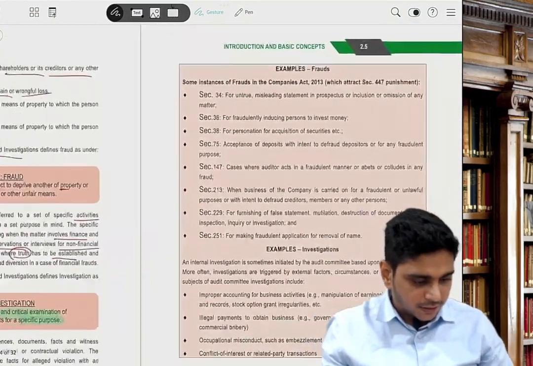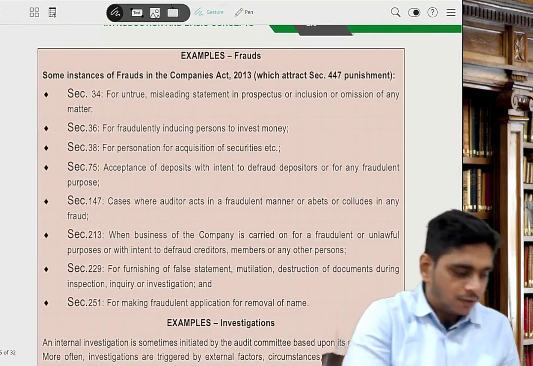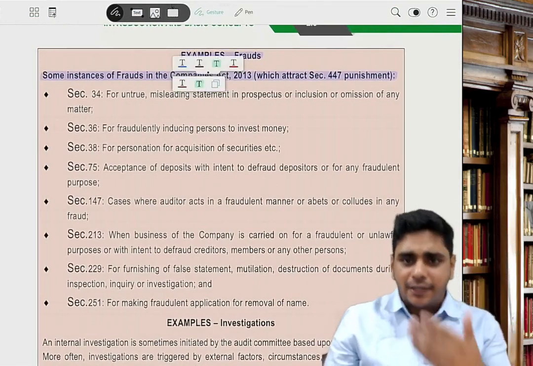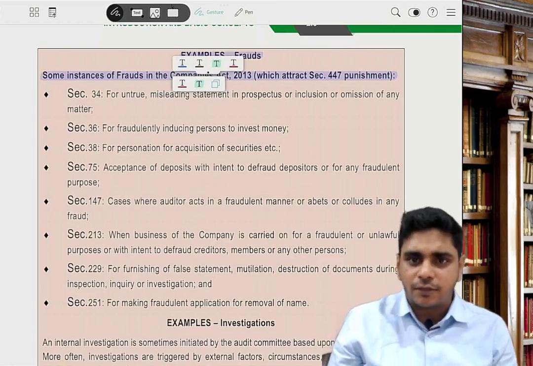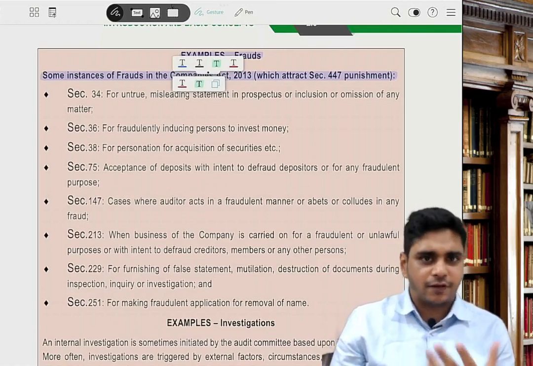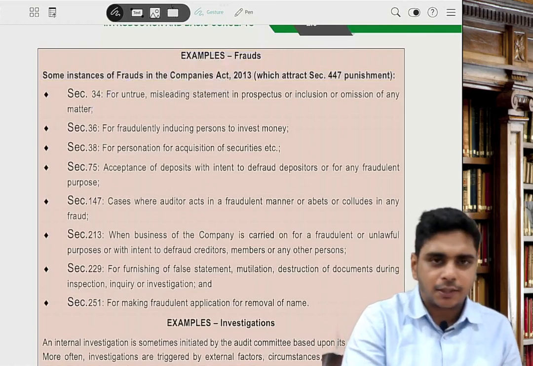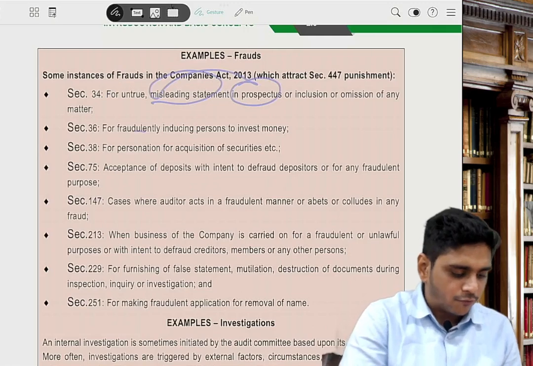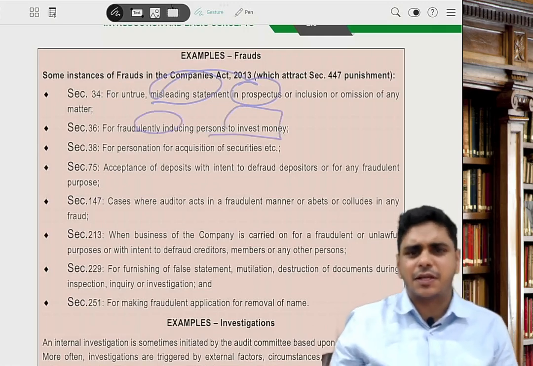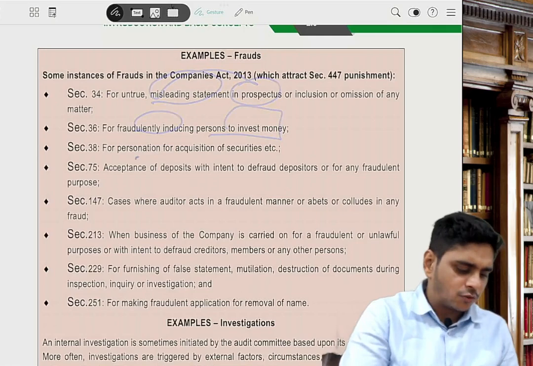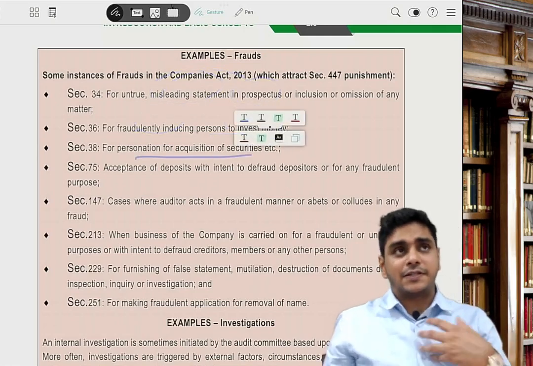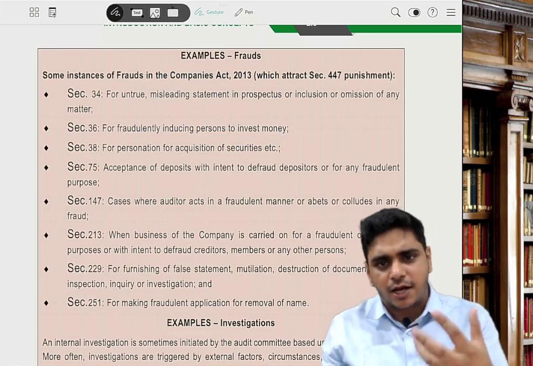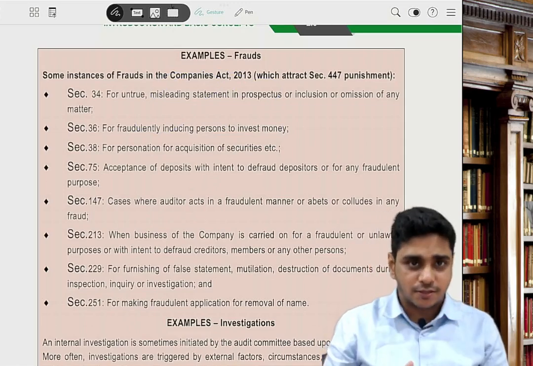Now these are some examples. So as per the Companies Act, guys, these are the examples. At intermediate level you have studied, if you have taken law with me, either in Hindi version or English version, we have studied sections 34, 35, 36. This is basically for untrue misleading statement in prospectus, for fraudulently inducing any person to invest. These are the examples. Then for personation, for acquisition of securities. For example, if you remember, Sheikh Mohammed Abdul Ul Fakir Amir Jack Khan Sahab, we created a fake identity to buy more shares.